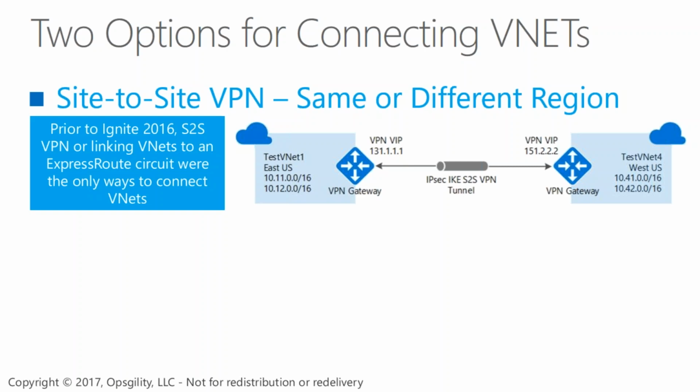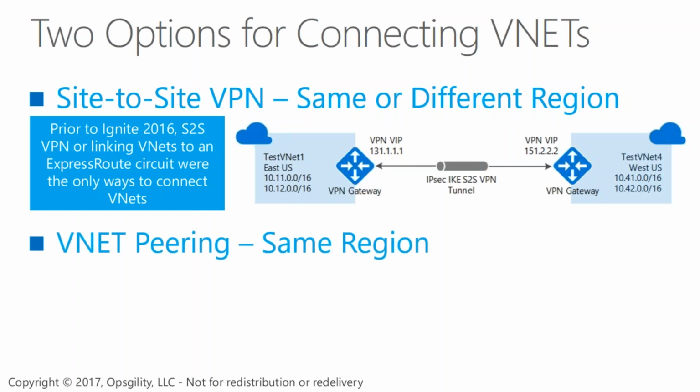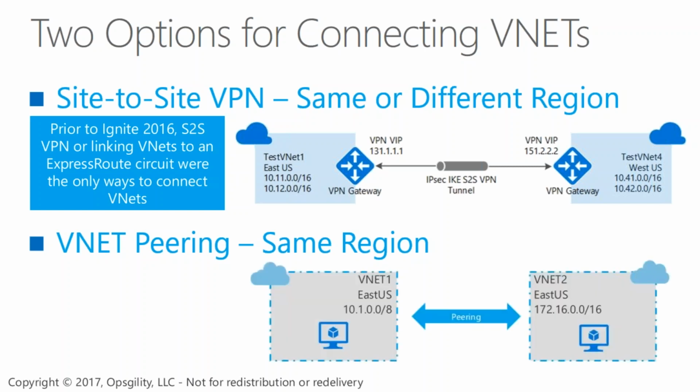Now, the more current, or I should say the newer way to connect virtual networks is called virtual network peering. This came on the scene last year at Ignite. So this would be around July of 2016. And this is going to allow us to connect virtual networks as well. Now the difference is that these virtual networks must reside in the same Azure region. You can see here I've got two VNets, but they're both in the East US region, and I've set up a peering connection between those two.